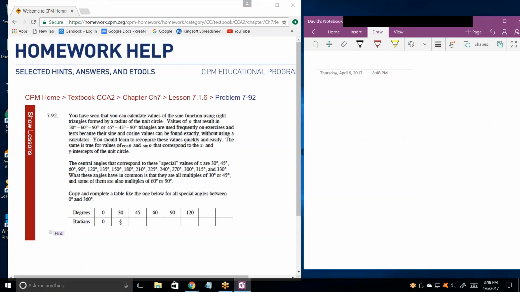I'm reading all of this just in case you're wondering why the silence. Notice how they stress the 30-60-90 and the 45-45-90 triangles that I keep trying to impress upon you to memorize. I think you have.